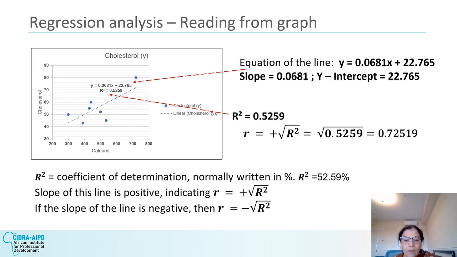As we know, the square root can be positive or negative. So you have to first check, should you take positive square root or negative square root. In this case, the slope or the gradient of this line is positive. So we take positive square root. But if you observe that the slope of the line is negative, then you take the negative square root of this number.